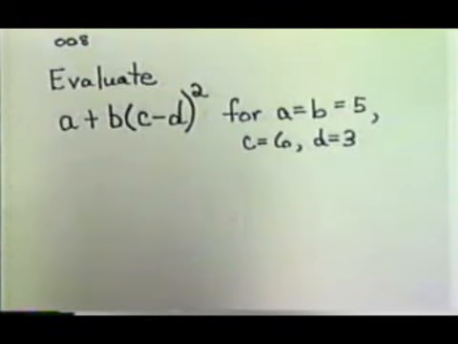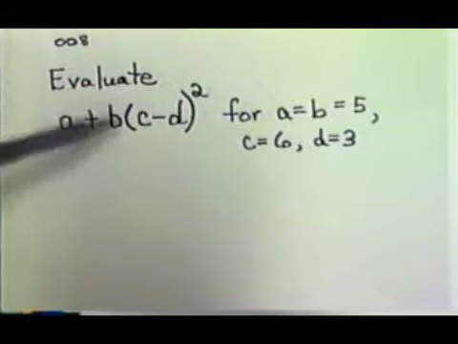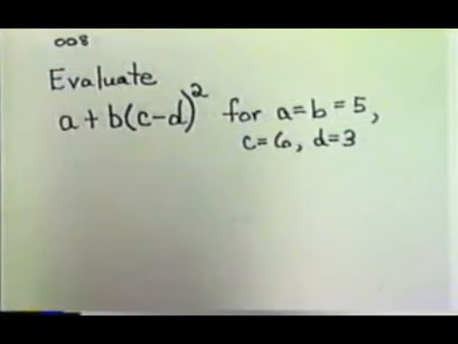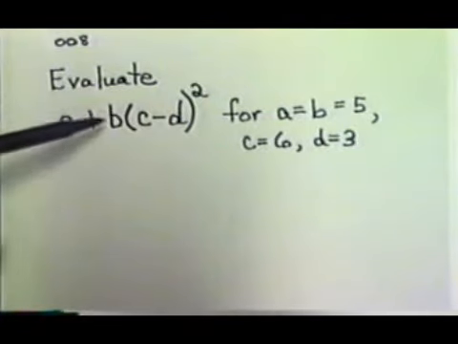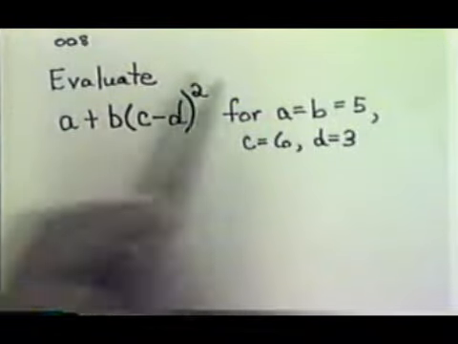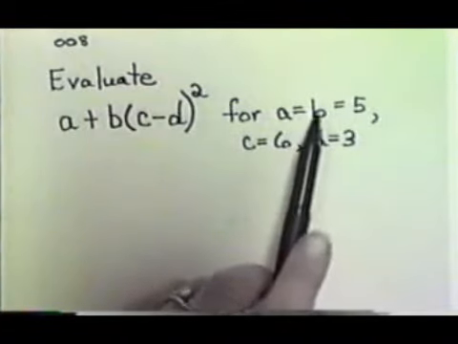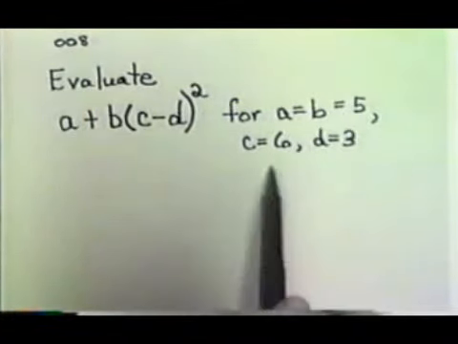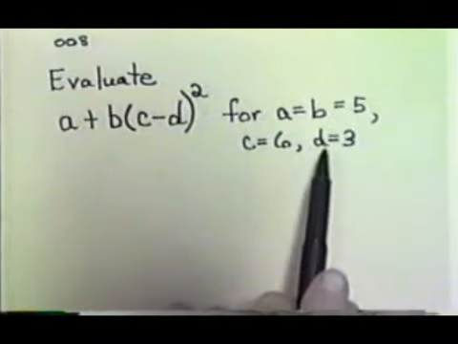Let's evaluate another algebraic expression. This one is a plus b, parentheses c minus d, squared. This time I have 4 letters or 4 variables, so I have to be given values for all of those. Now there's something a little bit different here. I have a equals b equals 5, c equals 6, d equals 3.